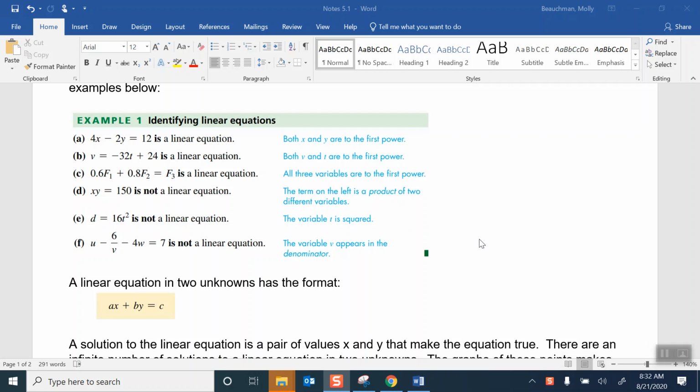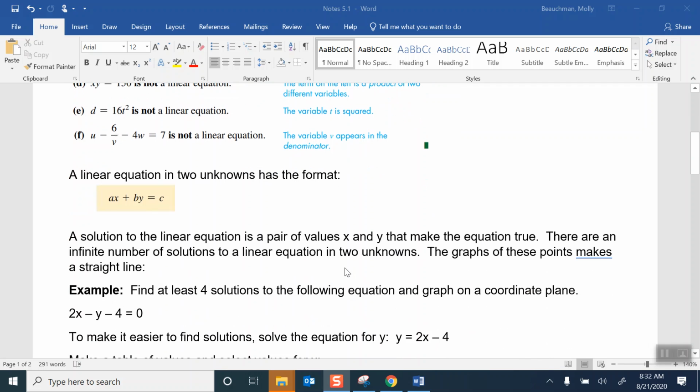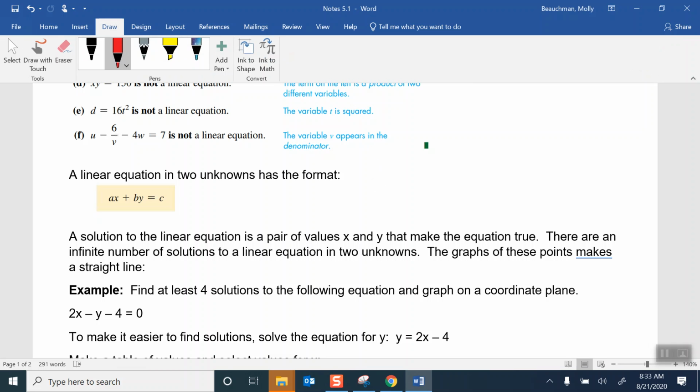A linear equation in two unknowns has the format ax plus by is equal to c. The two unknowns in this instance are x and y. These are your coordinates. On the coordinate plane, the horizontal axis is x, the vertical axis is y. The values of a, b, and c will be numbers, something like 2x plus 3y is equal to 5. Those are the type of linear equations that we're going to look at in this chapter.